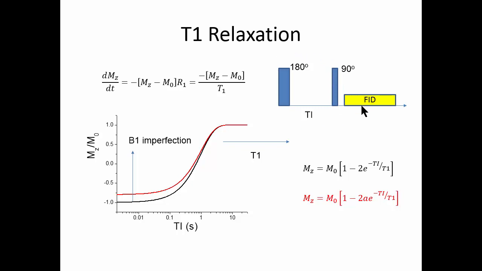Obviously, almost no one nowadays is using inversion recovery to map T1 relaxation times in tissue. It takes forever to do it. You need to repeat this experiment many, many times over, and the TR is usually on the order of seconds, so it takes forever. We don't have time, we don't have patience.